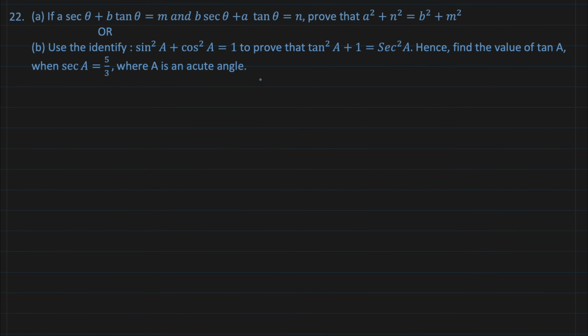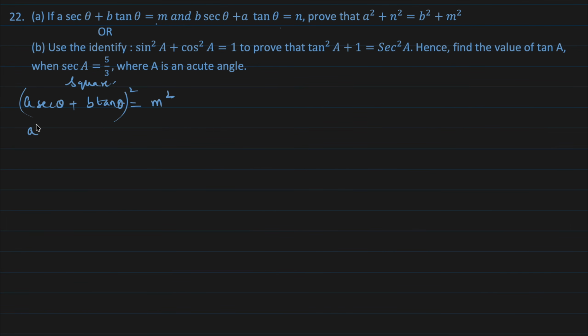Part A, we'll again solve both the OR parts. If A secant theta plus B tan theta is m and B secant theta plus A tan theta is n, prove that A square plus n square is equal to B square plus m square. So as m and n are given and here is square, what we do is this equation first given to me, A secant theta plus B tan theta equals m. I'll just square both the sides, right? Let's square.